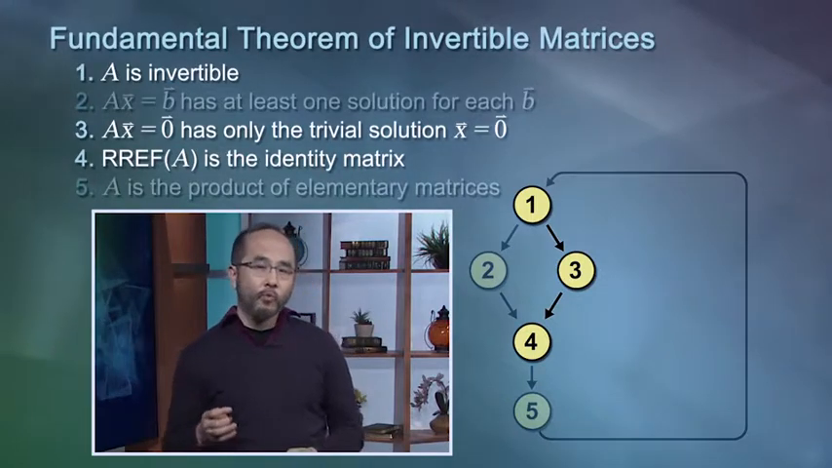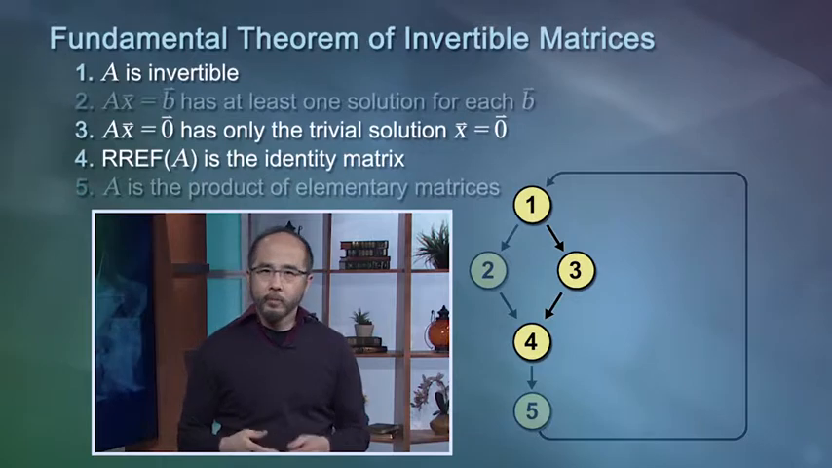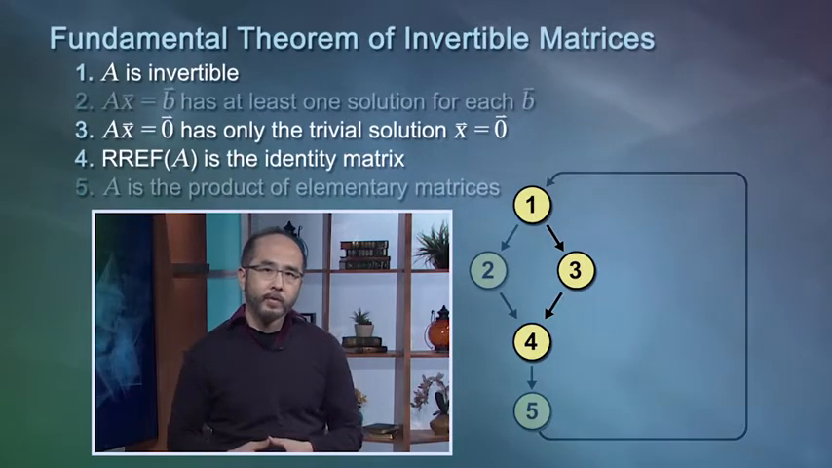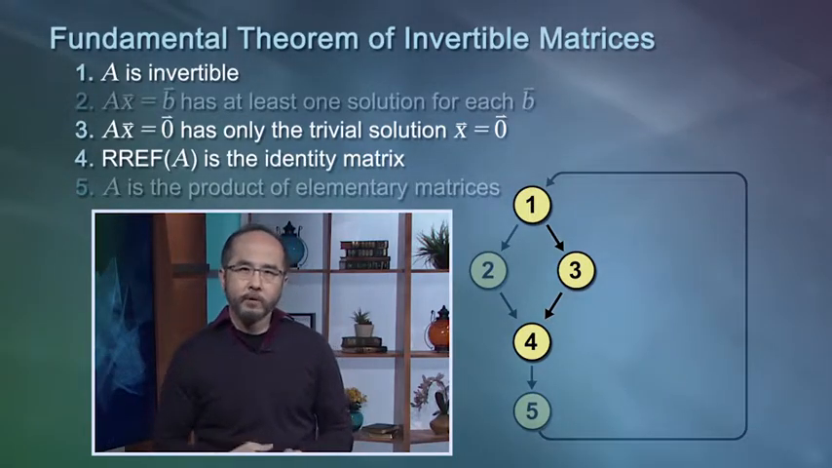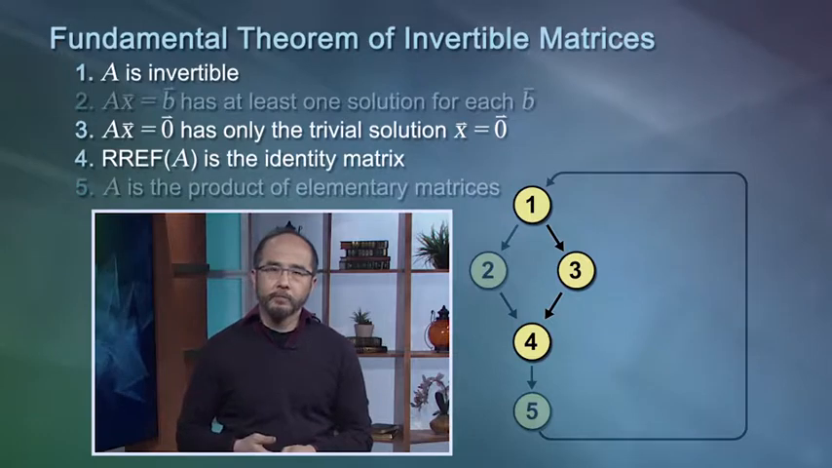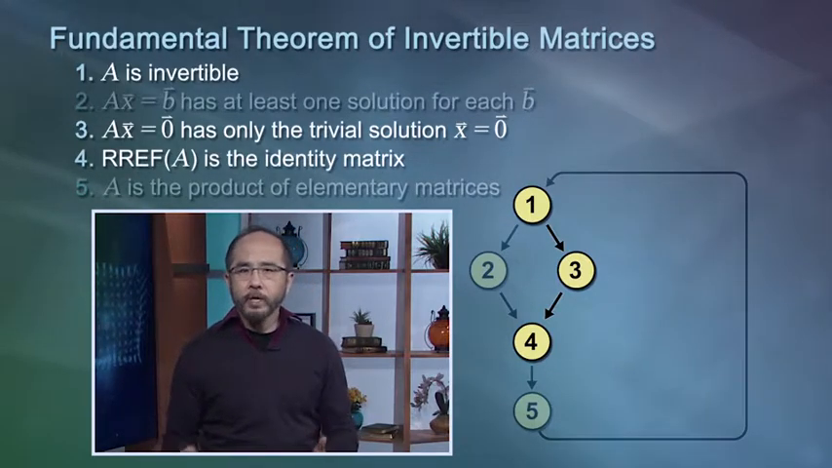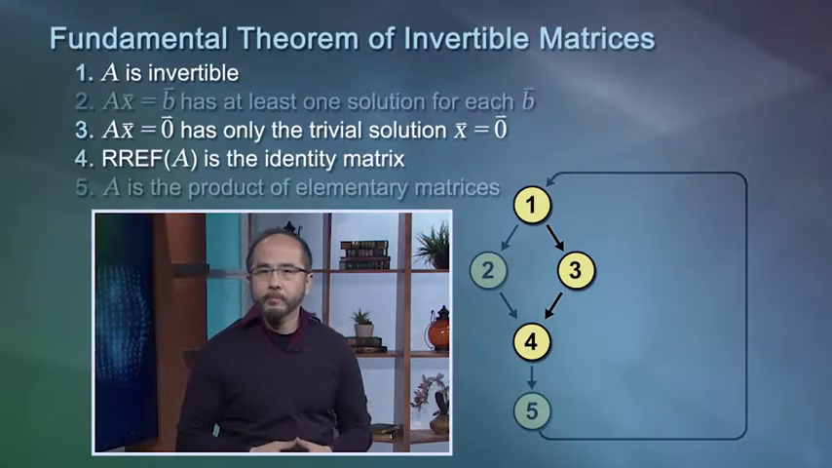So to see why 1 implies 3, note that if A is invertible, then you can multiply both sides of AX equals 0 by A inverse, and you will see that X necessarily has to be A inverse times 0, which is the 0 vector. Thus, X equals the 0 vector is the only solution to AX equals 0, and that's statement 3.